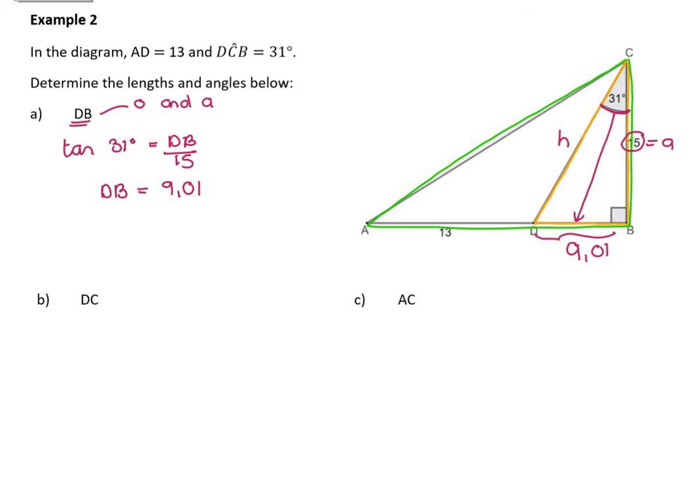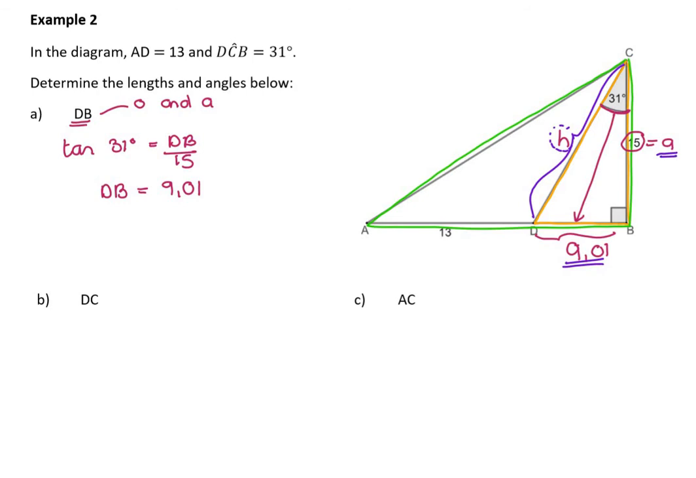The next one asks for DC, which is the hypotenuse in that yellow triangle. Now again, lots of options. I could use Pythagoras. I try and avoid Pythagoras because I find it a little bit annoying. If I'm trying to find hypotenuse, I actually now have the opposite and the adjacent.